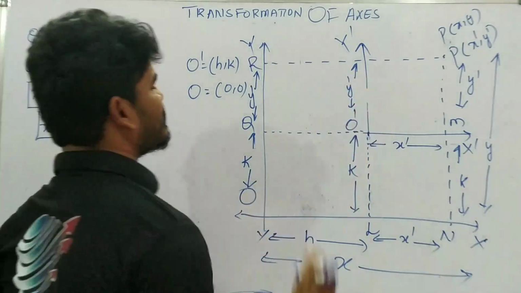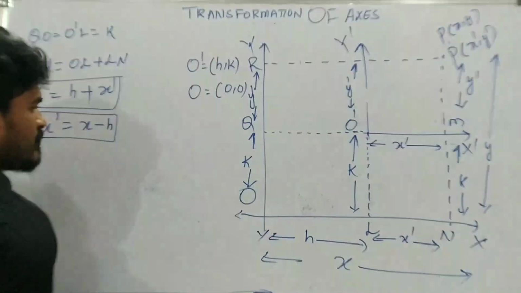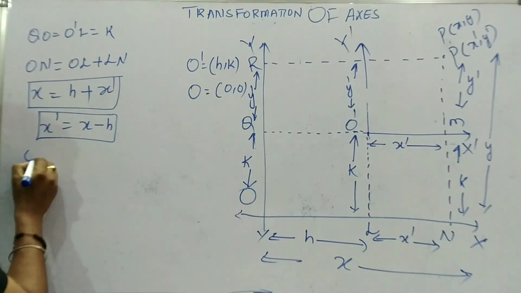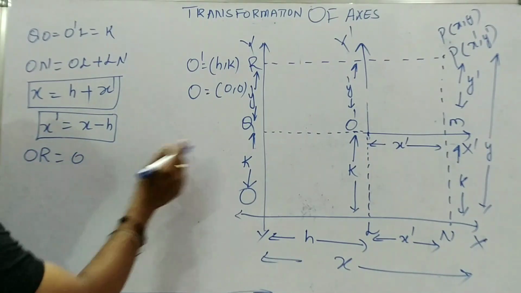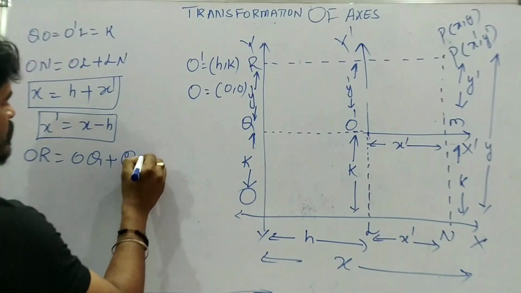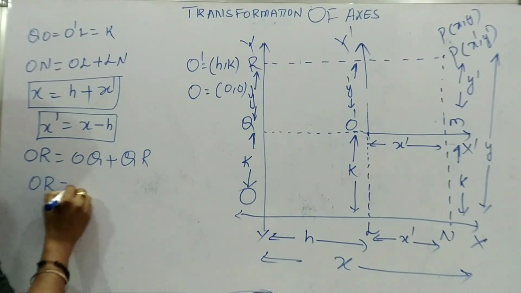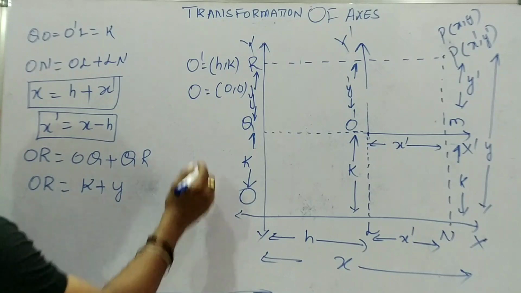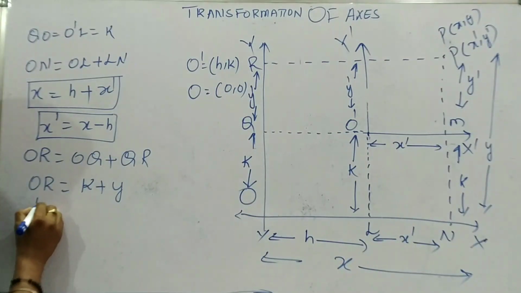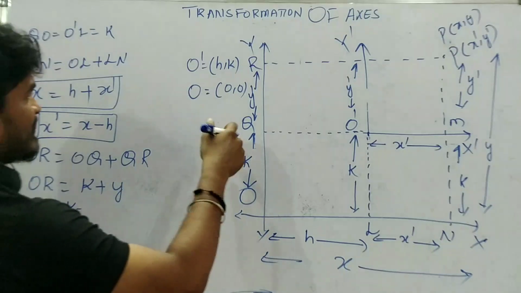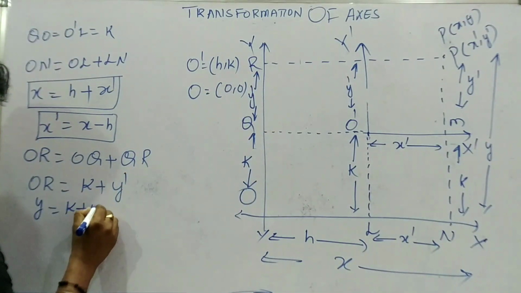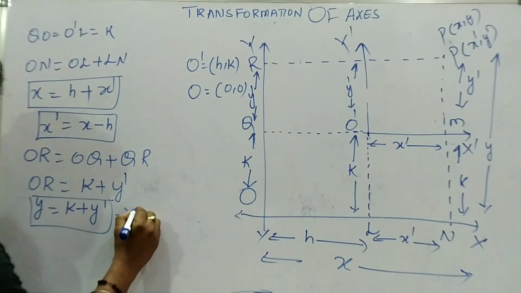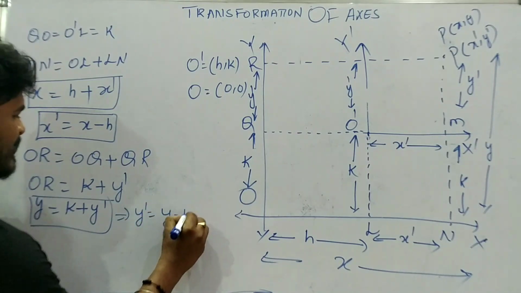Now we go to the y axis. From here we want the y point. So OR equals OQ plus QR. What is OQ? It is nothing but k. QR is nothing but y dash. And OR is nothing but y. Therefore y equals k plus y dash, for the point P (x, y). In the same way, y dash equals y minus k.